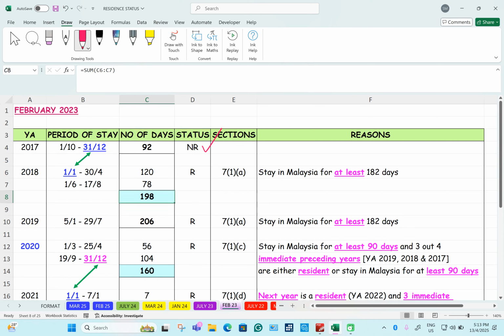Now 2018, guys, we already totaled up the number of days: 198. Very obvious, more than 182 days, isn't it? That's why the answer is resident. Section 7, subsection 1A. How do we give reason? Give definition A: stay in Malaysia for at least, not more than, at least 182 days.